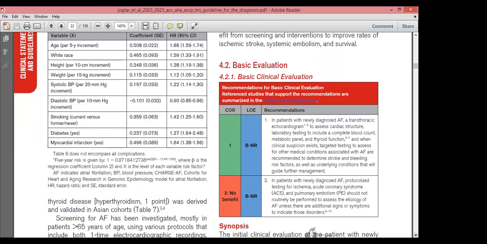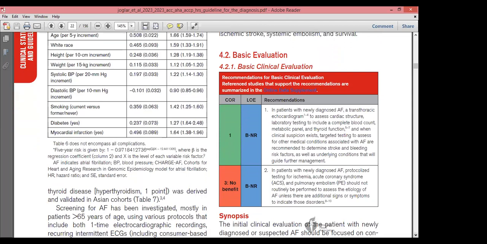So now looking at this, this one is concerning basic clinical evaluation of patients that have AF. Class 1 recommendation says, in patients with newly diagnosed AF, a transthoracic echo is done to assess cardiac structure, then laboratory testing to include complete blood counts and metabolic panel. That's a metabolic panel including kidney function tests, fasting lipid profile, uric acid, and fasting blood sugar. Then thyroid function test. This should be done in patients that are newly diagnosed with AF to assess any other medical condition that may be associated with AF. So this is a class 1 recommendation.